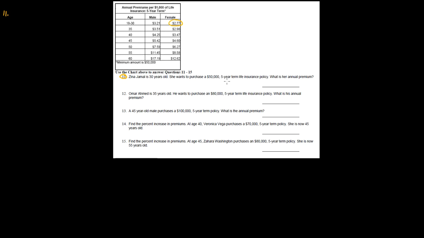She wants a $50,000 policy. And if we look here, remember, this is $1,000 of insurance. And so if she needs $50,000 and the chart is referring to $1,000 at a time, essentially she'll be purchasing 50 of these $1,000 policies. So we're going to multiply the 50 policies times the amount for each one. And the grand total we're going to have here is $138.50.